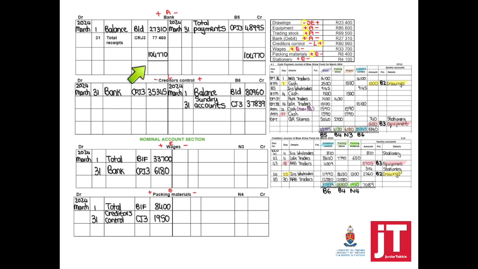Starting with bank, we can close this off. The debit side must be equal to the credit side. The difference is my balance carried down, which means April 2024 balance brought down.